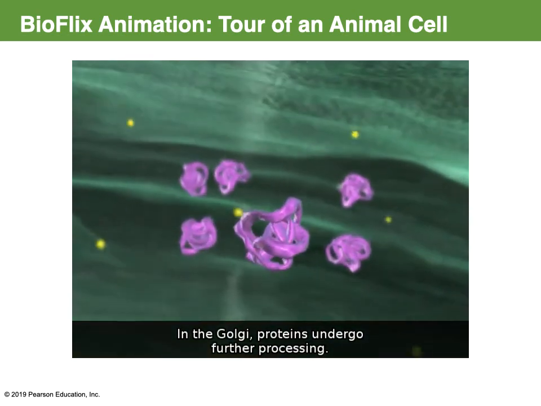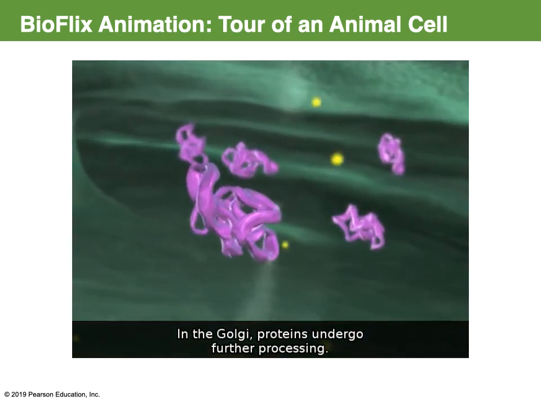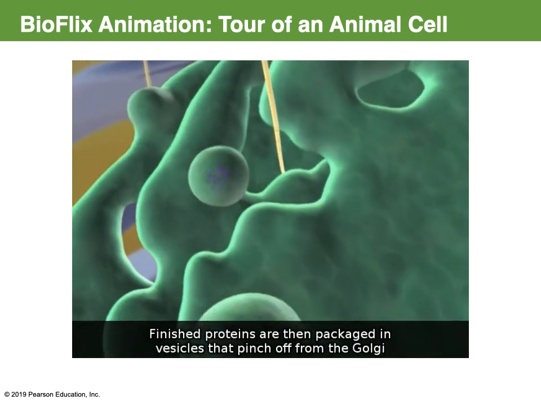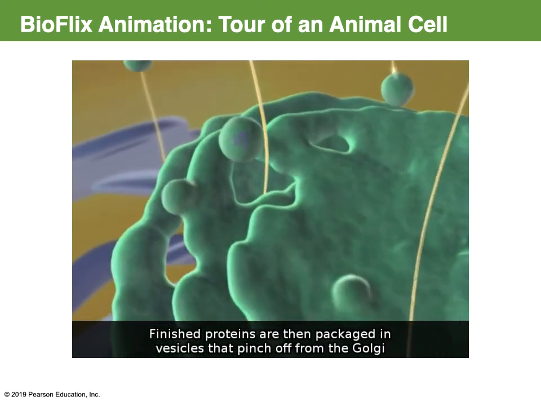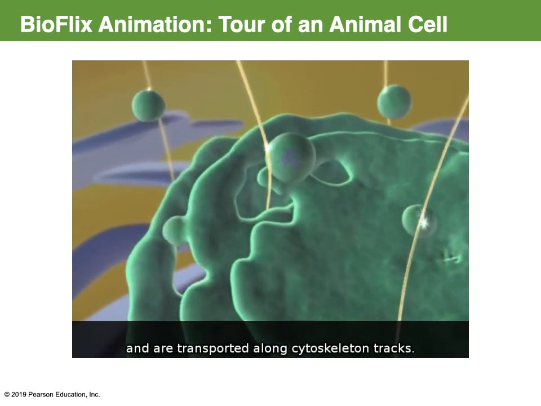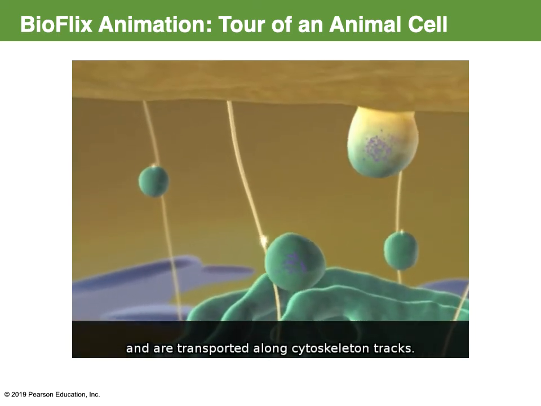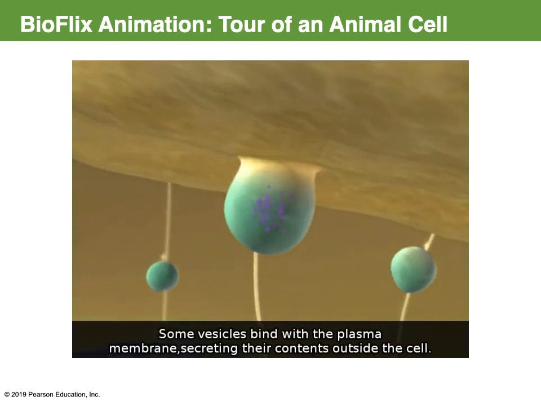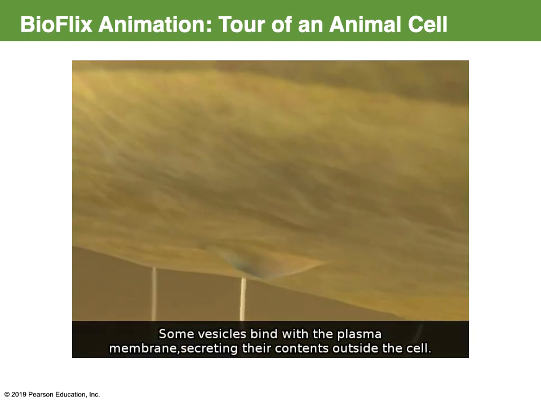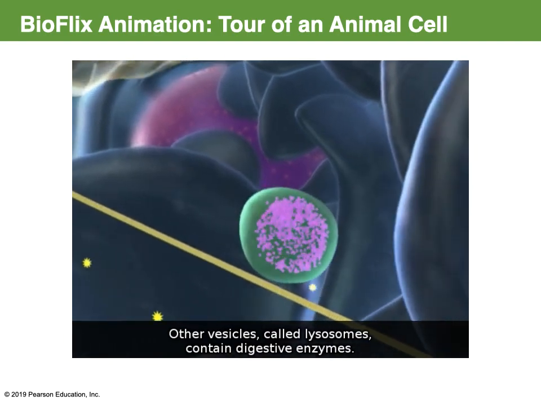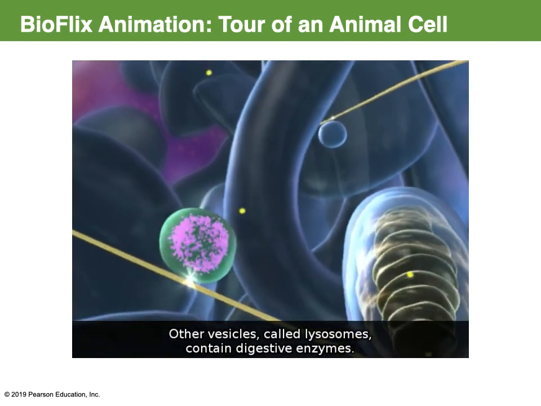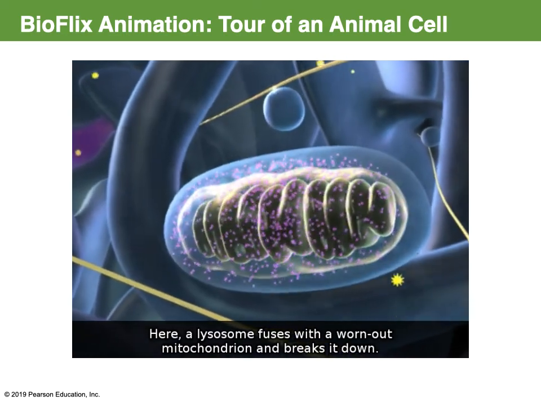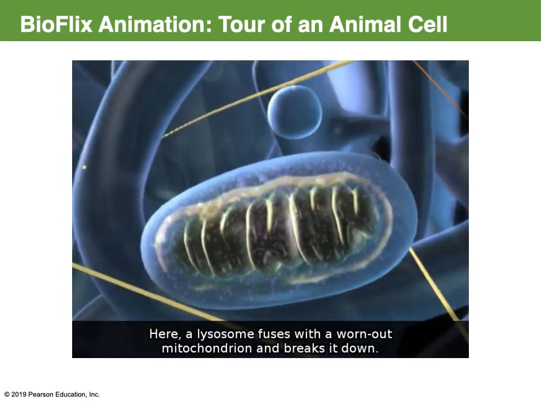In the Golgi, proteins undergo further processing. Finished proteins are then packaged in vesicles that pinch off from the Golgi and are transported along cytoskeleton tracks. Some vesicles bind with the plasma membrane, secreting their contents outside the cell. Other vesicles, called lysosomes, contain digestive enzymes. Here, a lysosome fuses with a worn-out mitochondrion and breaks it down.